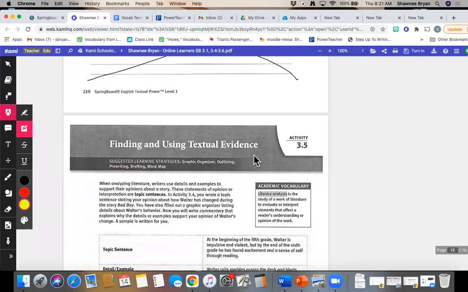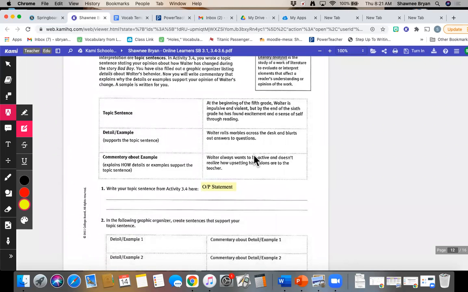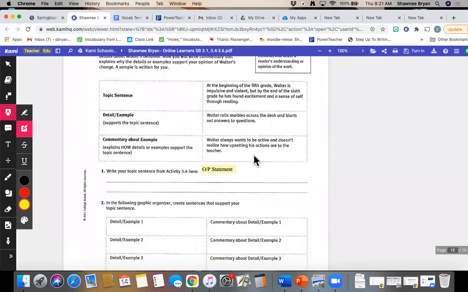So moving on to 3.5, which is Wednesday's activity. You are going to notice that we are continuing on with the Bad Boy story. So they provide a topic sentence for you here. At the beginning of 5th grade, Walter is impulsive and violent, but by the end of 6th grade, he has found excitement and a sense of self through reading. The detail that they give, Walter rolls marbles across the desk and blurts out answers to questions. And their commentary, Walter always wants to be active and doesn't realize how upsetting his actions are to the teacher.